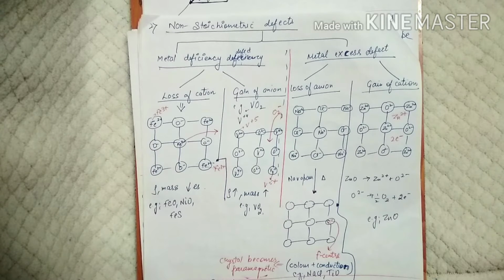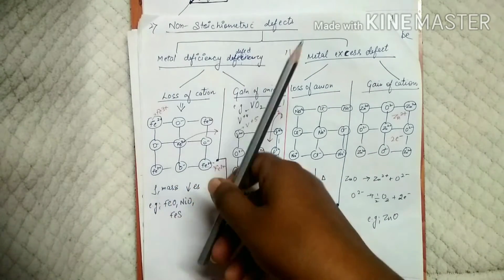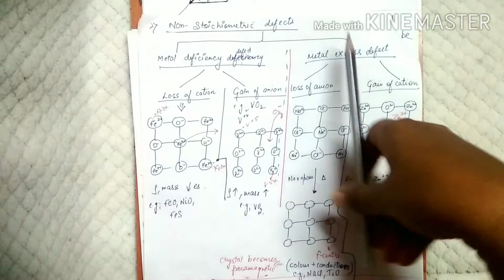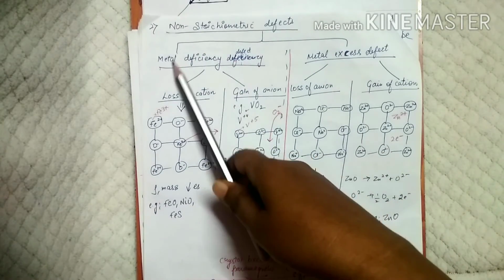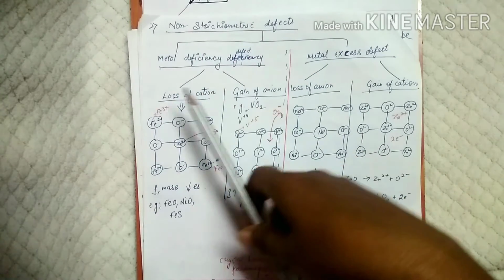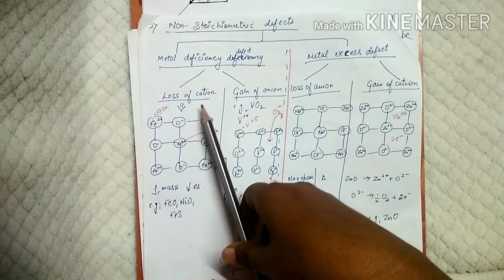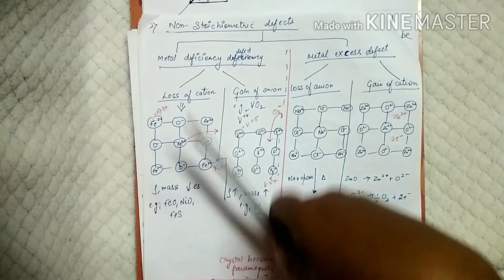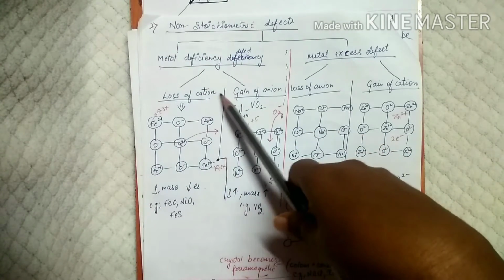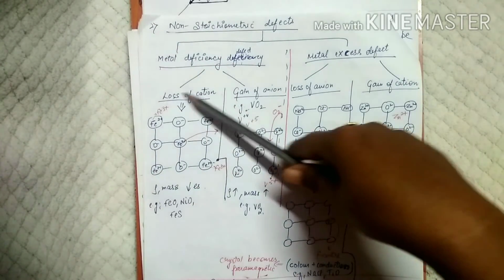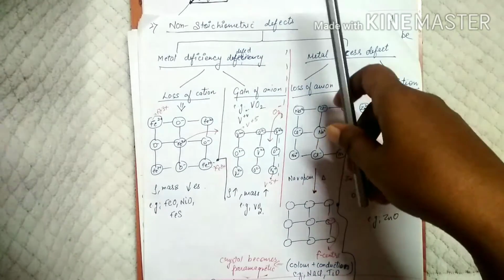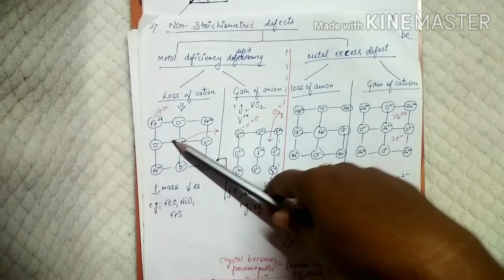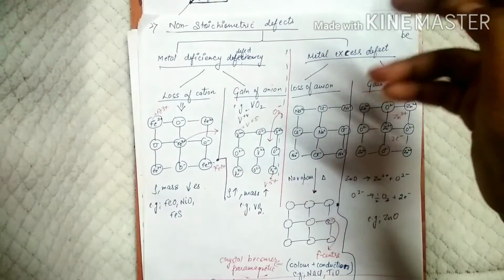So now we are going to study the non-stoichiometric defects. In the non-stoichiometric defects, there were two types, metal deficiency defect and metal excess defect. Metal deficiency defect was further of two types, one in which there is loss of cation and one in which there is gain of anion. So first is the case when there is loss of cation. Suppose this is your crystal lattice of FeO.